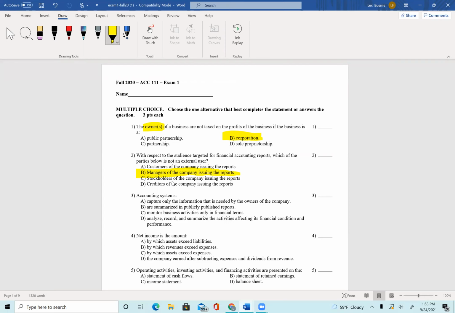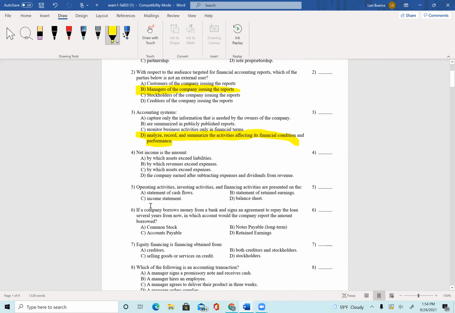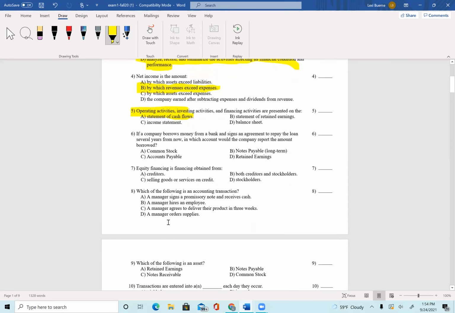Next, accounting systems. The definition of an accounting system is to analyze, record, and summarize the effects of the financial condition and performance. So that's just definition based. Net income, we just went over this. It's going to be revenues minus expenses. So that's just also a definition. That's going to be B. Operating activities, investing activities, and financing activities are all going to be on A, the statement of cash flows. That's also just another definition we went over in the other exam.